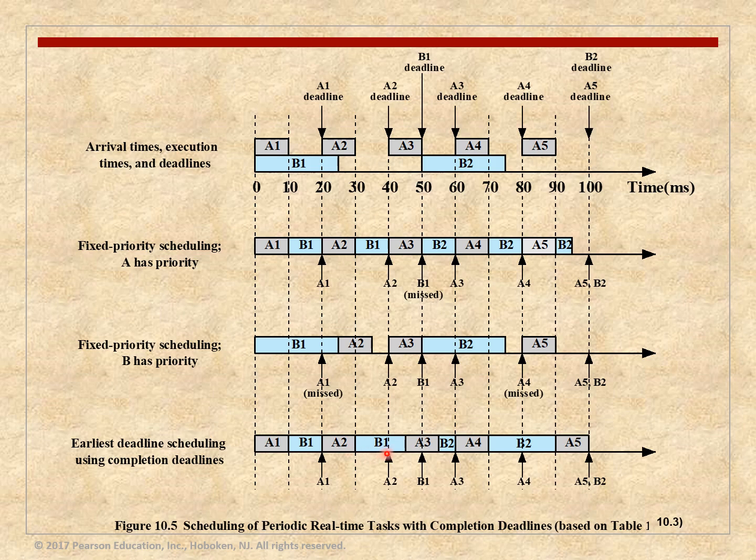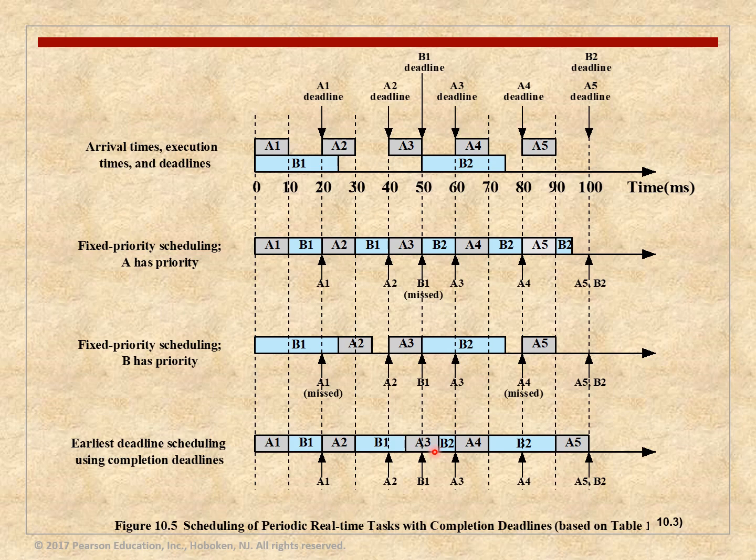Okay, continue B1 until time 40, when we have A3 arrive. Comparing the A3 deadline and also the B1 deadline, we can see that B1 has the nearest deadline. So we will complete B1 first. Until B1 completes, then we take A3. Okay, when A3 executes, B2 arrives. So we compare the deadlines. A3's deadline is nearer than B2's. So that is why A3 continues first.